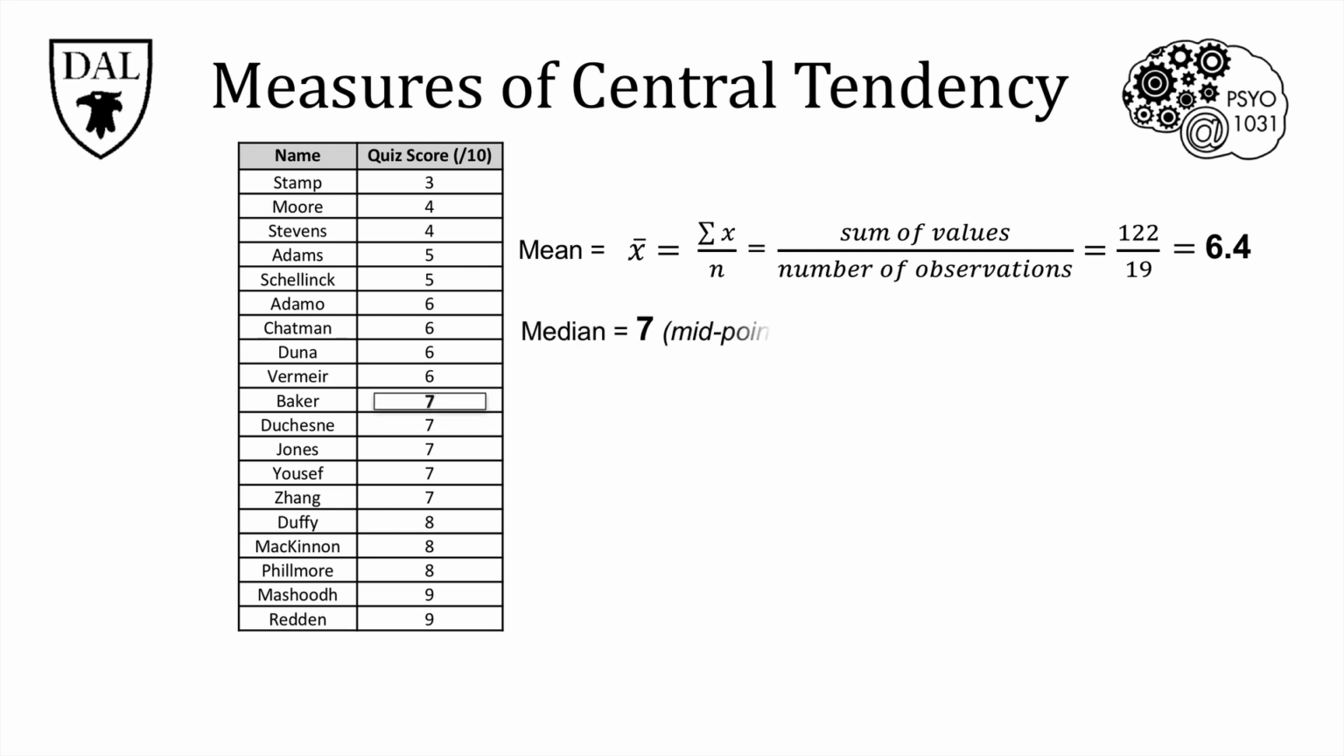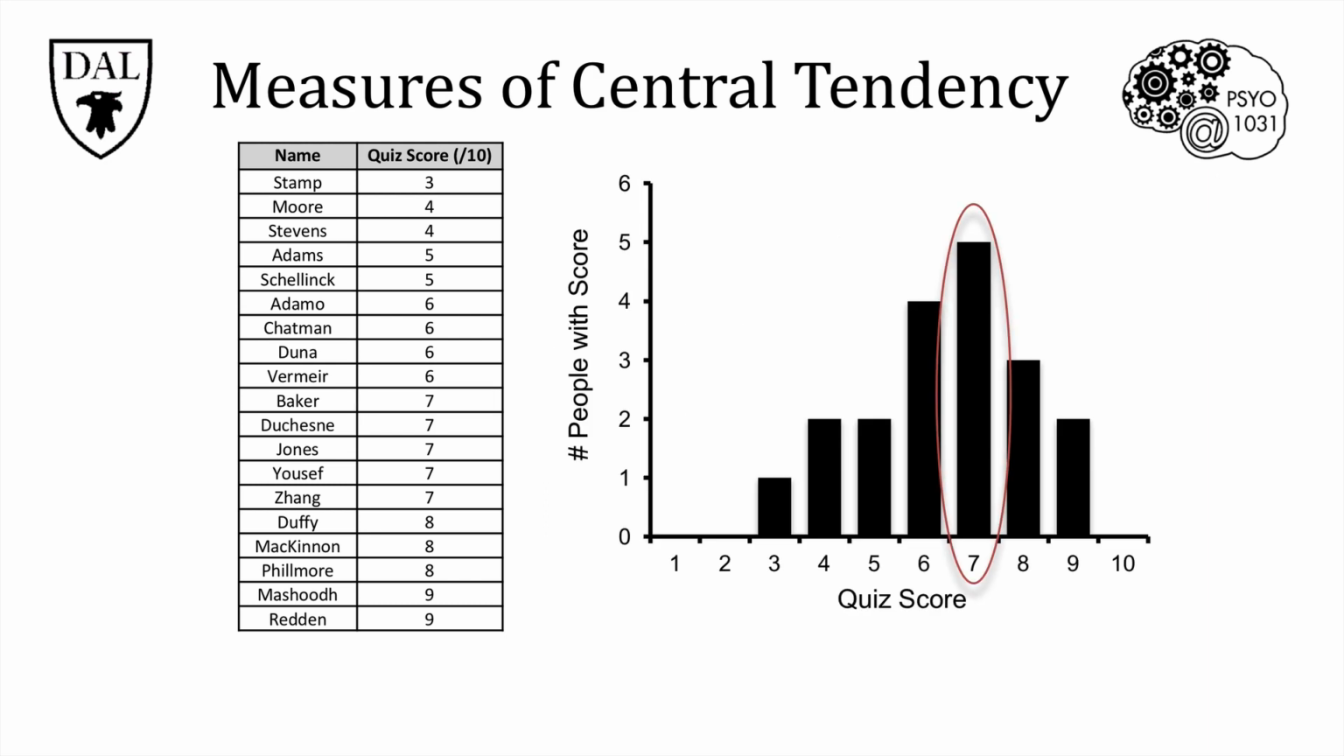The median is 7, because if you arrange the values from smallest to largest, 7 is in the middle. There are 9 values less than 7 and 9 values more than 7. The mode is also 7, because it's the most frequently occurring score. 5 students got a 7. This gives us a very similar idea to what we already saw in the frequency distribution earlier, which told us that the scores on this quiz centered around 7.